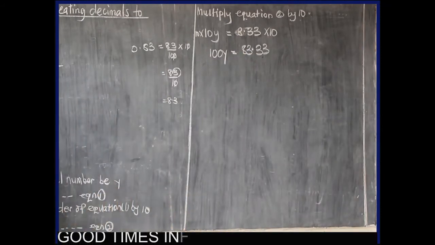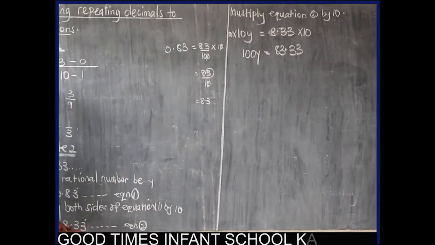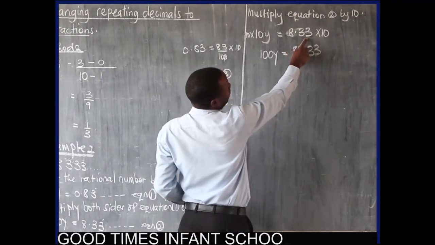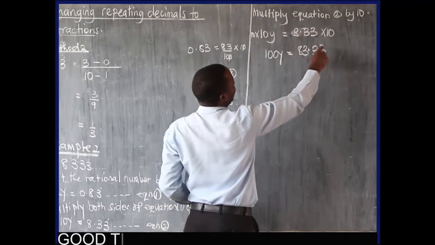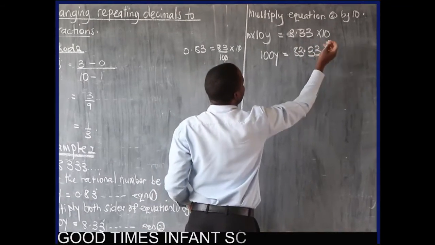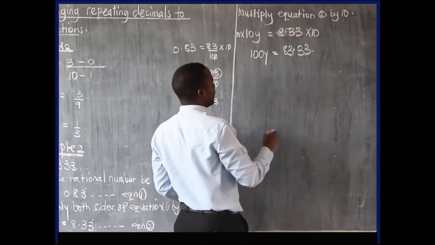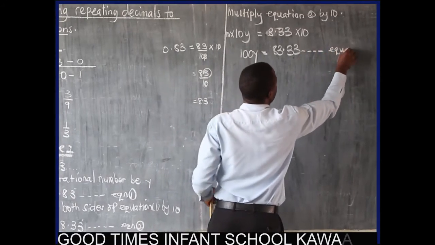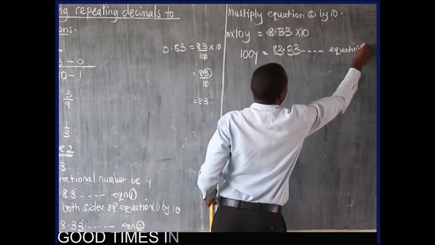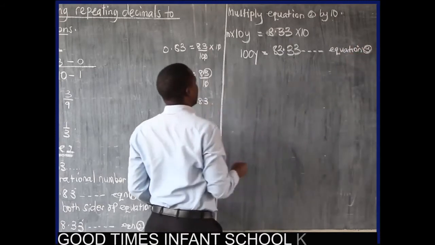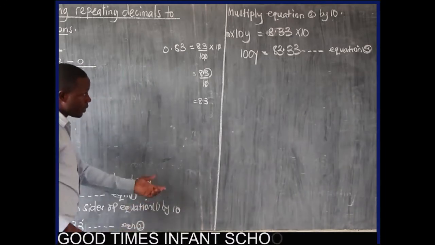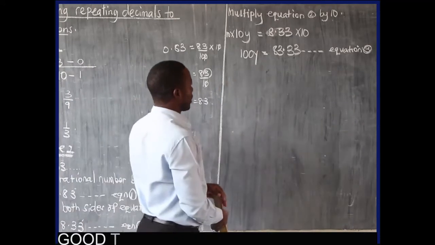From here, I have 2 decimal places, 2 decimal places. So when I remove this one, it means that I will remain with 1 3, but I have very many recurring digits, so I can add another 3. Now this is equation 3. Now we shall consider 2 equations, equation 2 and equation 3, and we subtract them.